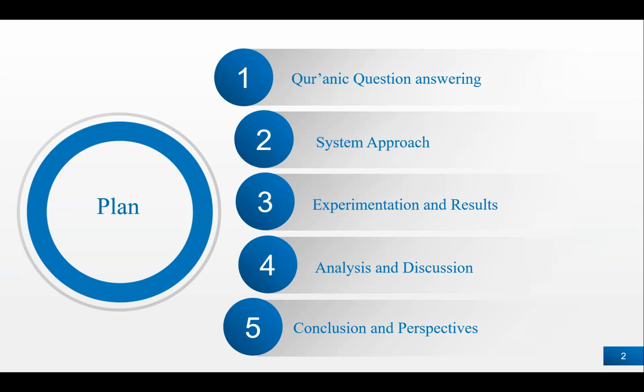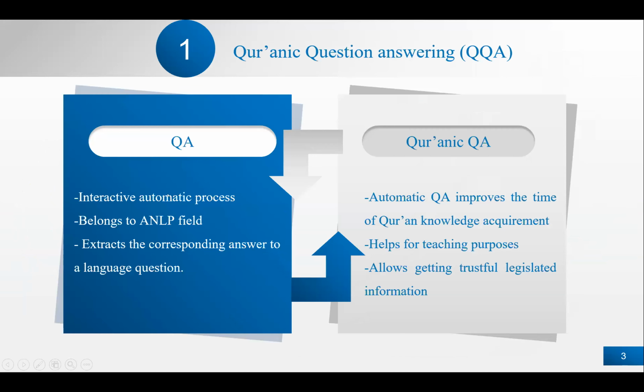Our presentation is outlined as follows. We describe the Qur'an question answering task, then we present our approach, followed by the performed experiments and obtained results that will be analyzed afterwards. We conclude by giving some perspectives. Question answering is an interactive automatic process that belongs to the Arabic natural language processing field. It provides the user with a solution that helps to find the exact answer to a natural question. Quranic question answering helps to improve the time of acquiring Qur'an knowledge.